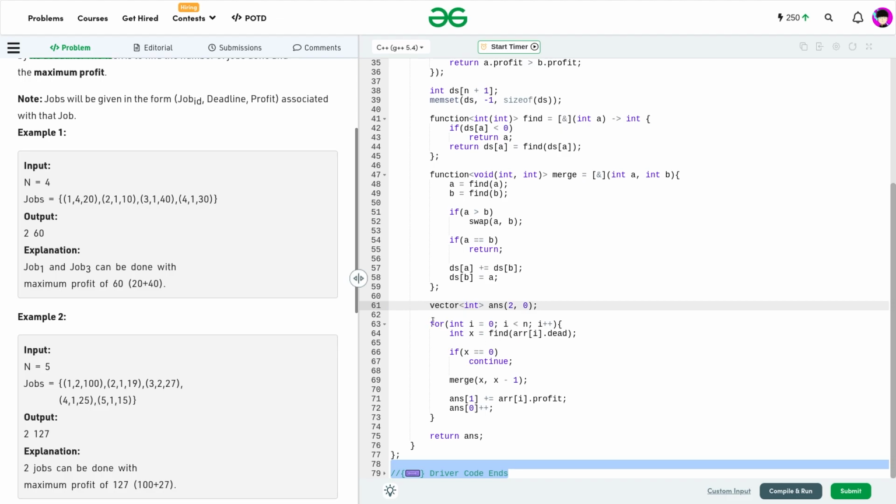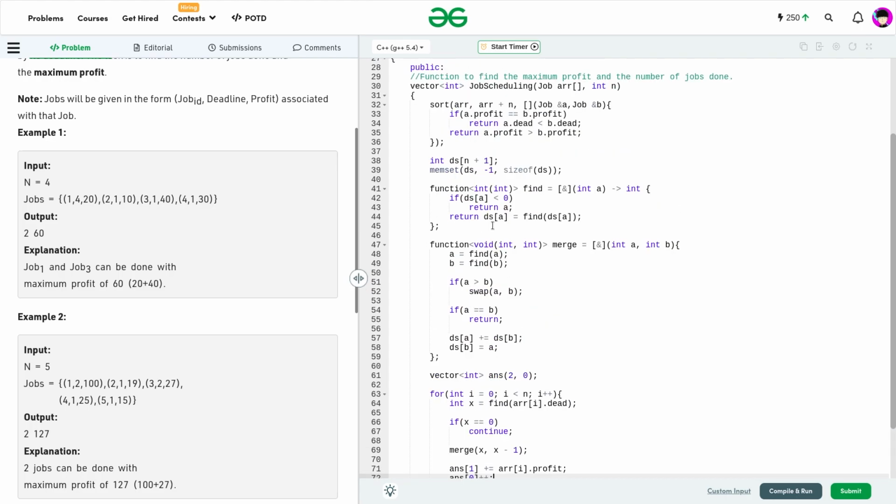Now what we have to do is traverse through all the values, and I find the value of x. So I'm finding the deadline value, which gives me the maximum value where I can place my job. If x is equal to 0, obviously I cannot place a job there, so I just continue. Now if I can place the job, I merge x and x minus 1, and I add my current profit to answer of 1 and increment answer of 0. So answer of 1 will be storing the profit and answer of 0 will be storing the number of jobs that I have taken. So let us discuss these find and merge functions.